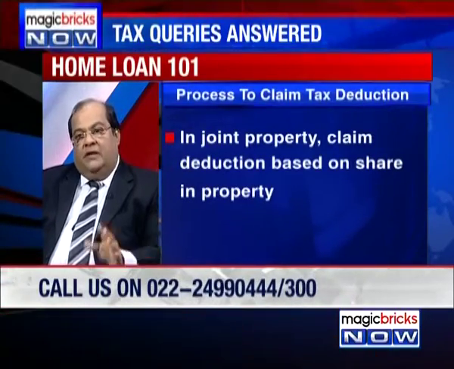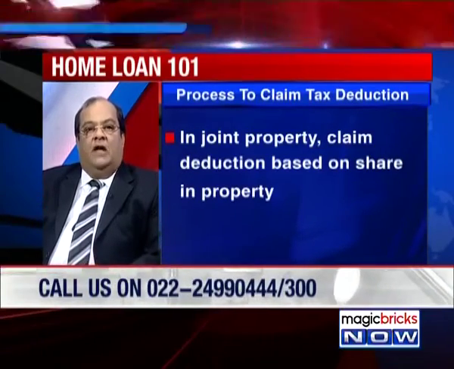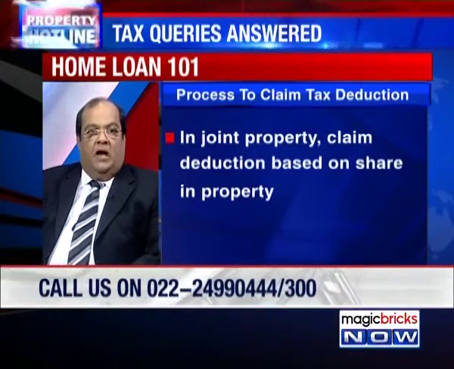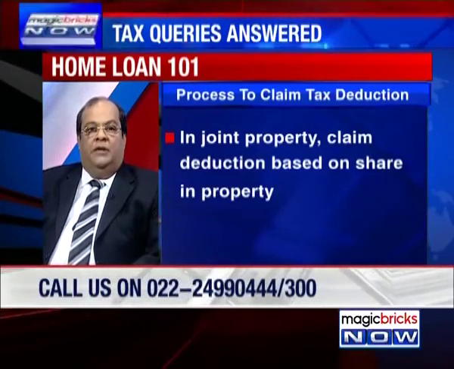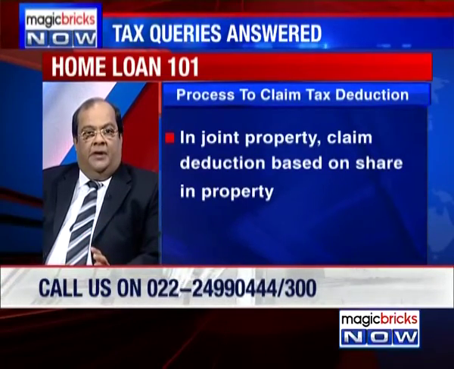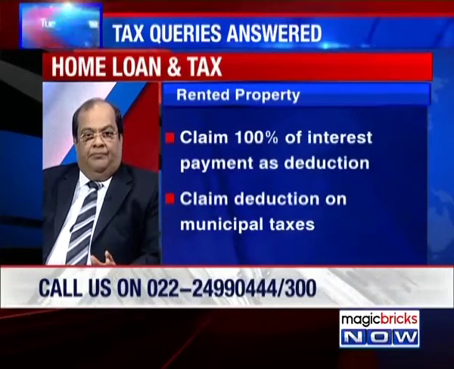So first, there will be three situations. Let me give you the first situation, where the house is rented out. Where there is a joint property and the house is rented out, you have to compute the income from house property as one single property, and then whatever is the net amount has to be distributed in the ratio of the holding.